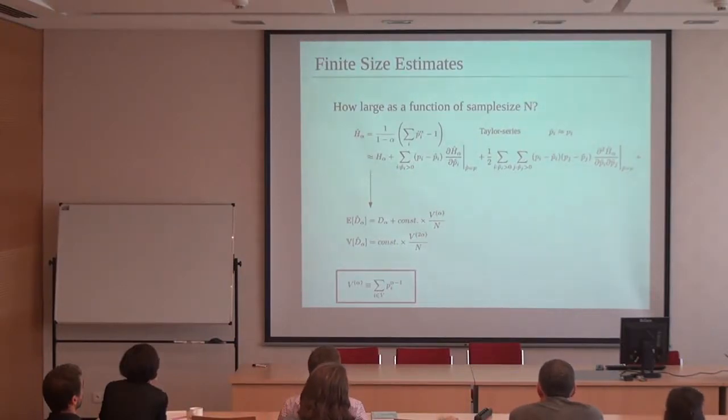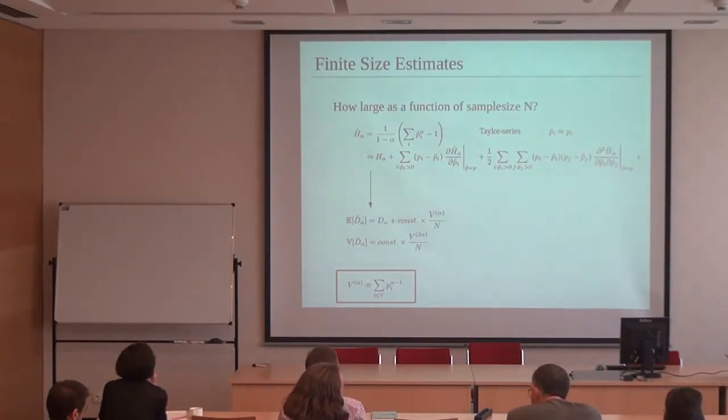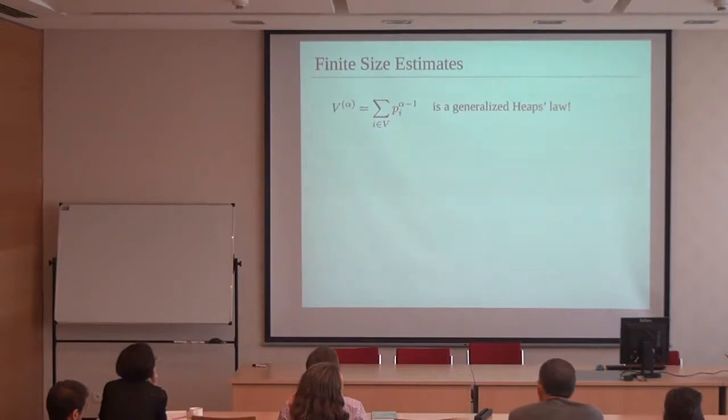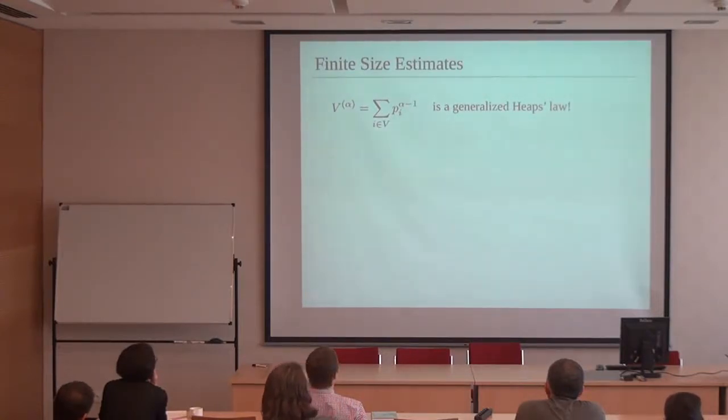And what is this V alpha? In previous calculations, in a first approximation, that term is always assumed to be a constant as well. However, if we look at that term in detail, we actually see it's a generalized Heaps law. And what that means is that it has a non-trivial scaling as a function of the sample size.